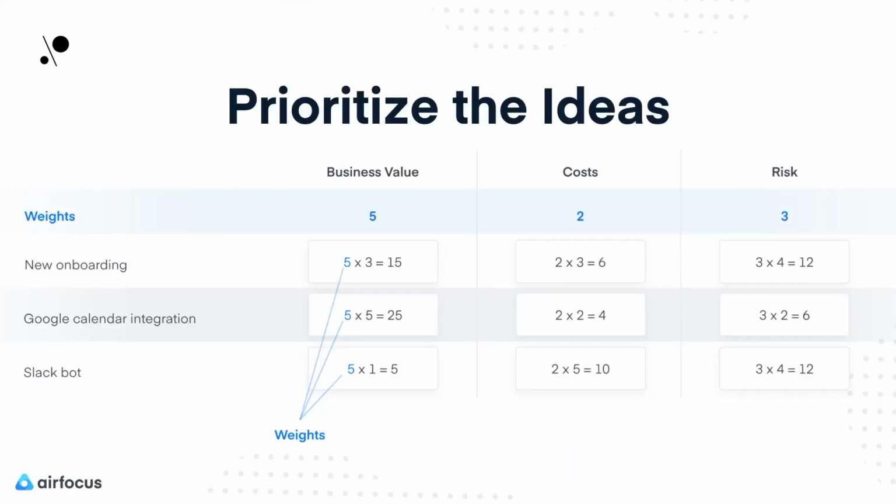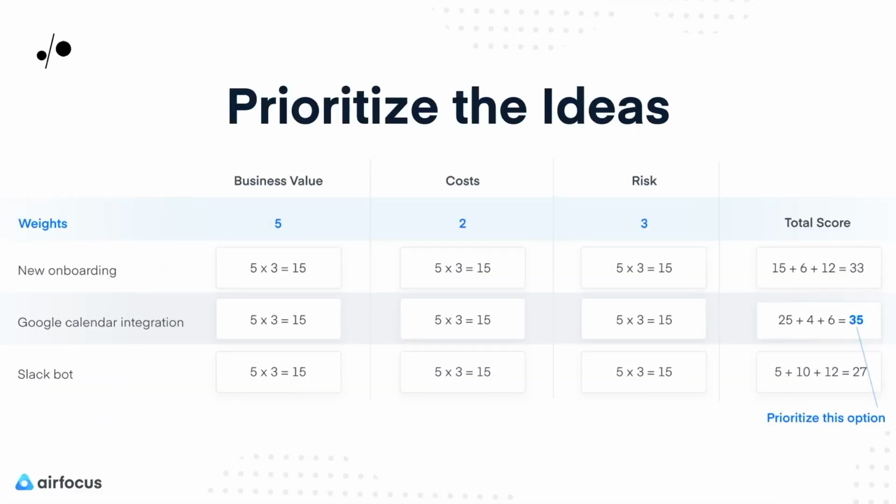Now that we have the criteria and the ratings for each project, we can calculate the weighted scores. Multiply each of the choice ratings by their corresponding weight and then sum up each of the choices and compare the total scores. You can now prioritize the ideas and projects that have the highest scores. In our example, the total score clearly favors the Google Calendar integration, so that is the option we'll prioritize. And there you have it, a step-by-step guide for how to create a weighted decision matrix.